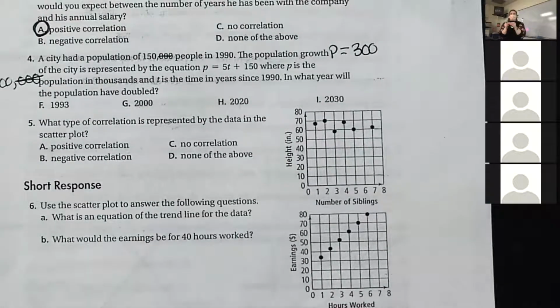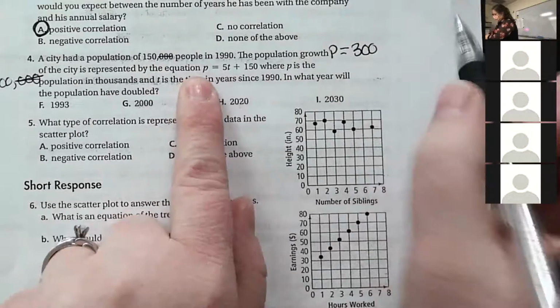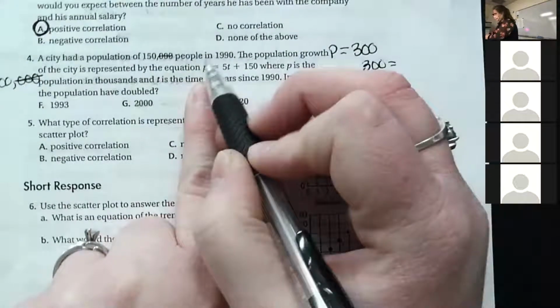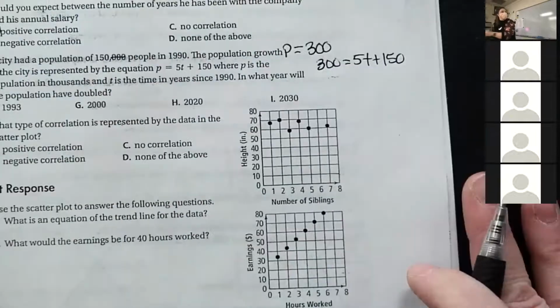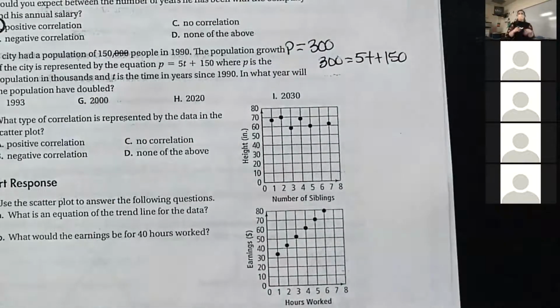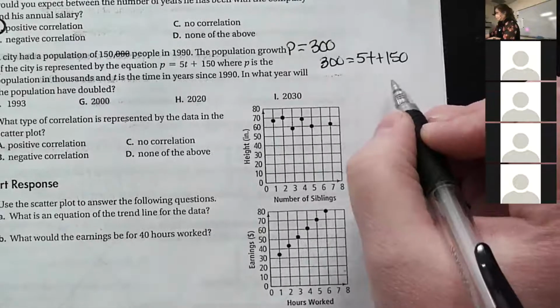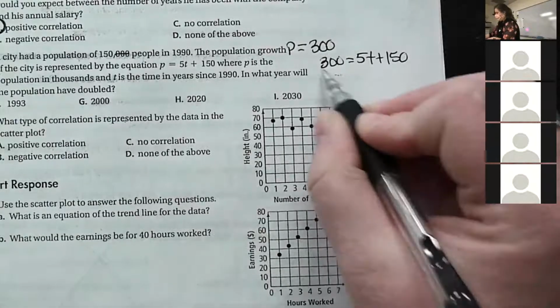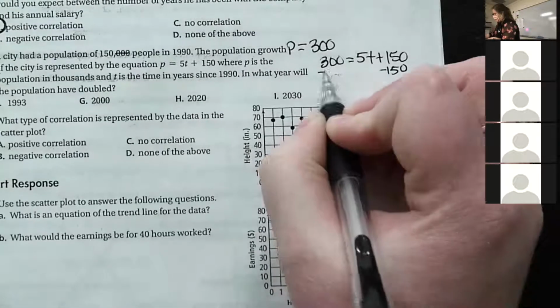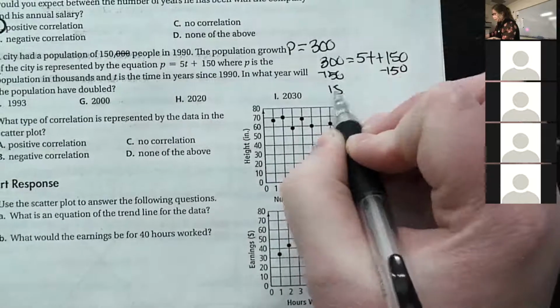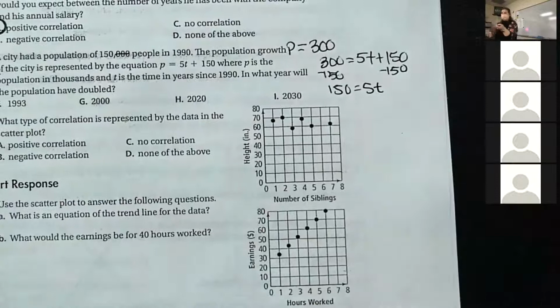Well, if I want P to be 300, let's plug that in for P. I'm going to put 300 instead of the P in this equation, P equals 5T plus 150. Can I still solve for that variable? Yeah, what do I need to do first? Move that first, right? How do I move that? Subtract that 150, love it. 300 minus 150 is 150, equals that 5T. Now what do? Divide by 5.